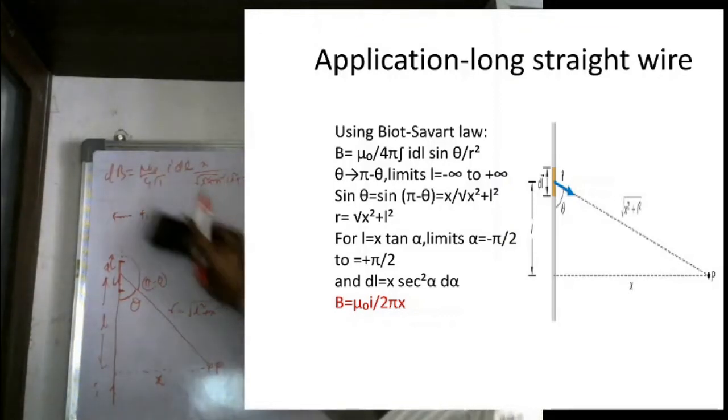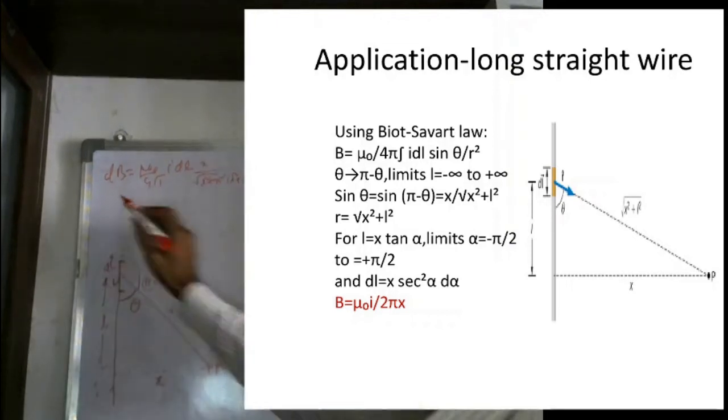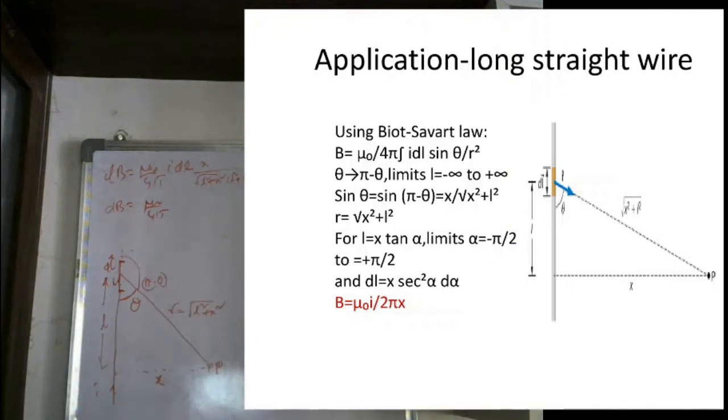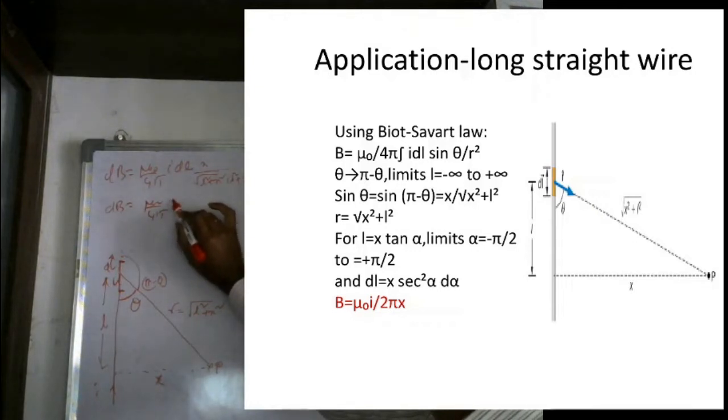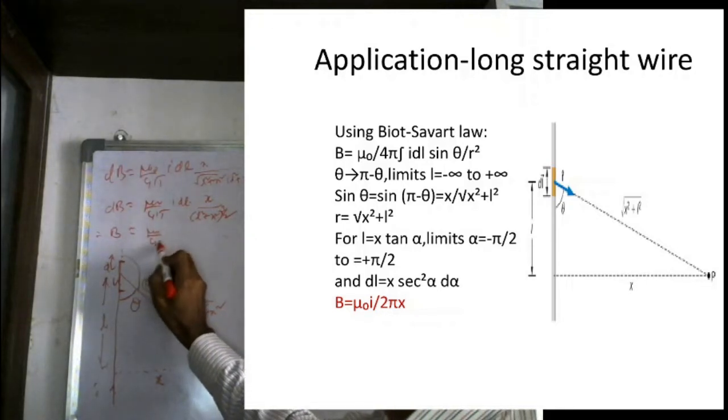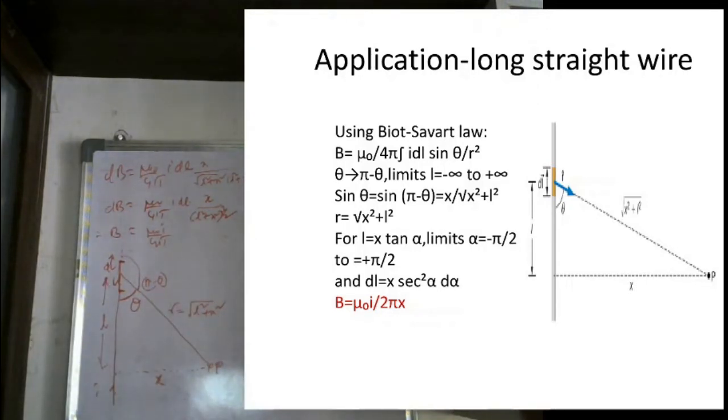So now you have dB is equal to mu naught by 4 pi I dl x by L square plus x square to the power of 3 by 2. Now, what is your B? Therefore, your B is simply mu naught by 4 pi I. Okay, you need not change this.